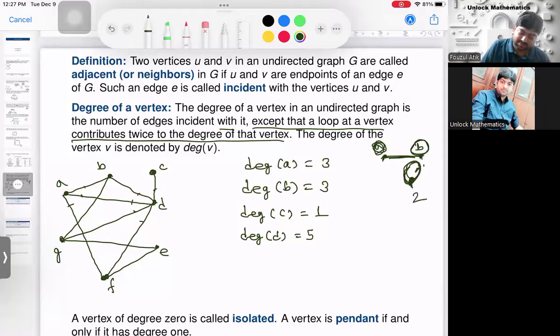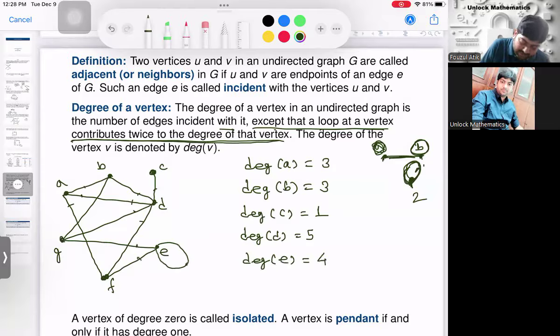Correct? Now come back to the point. Except that a loop at a vertex contributes twice to the degree of the vertex. Right? So now if I am just adding one more loop here for the vertex E, what is the degree of E? The degree of E will become 2 for this edge, and 2 because of this loop. So 2 plus 2, it is 4. I hope this is clear.